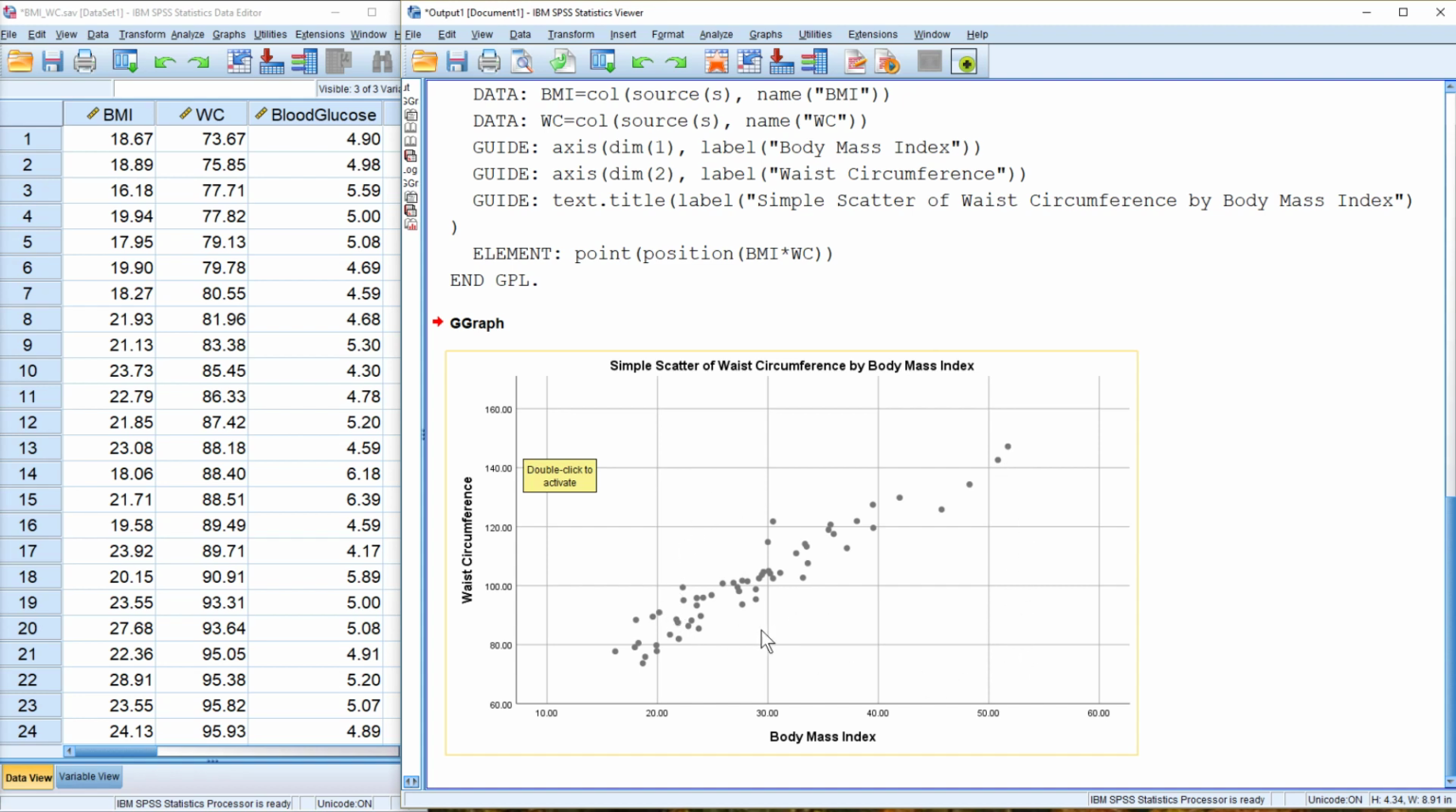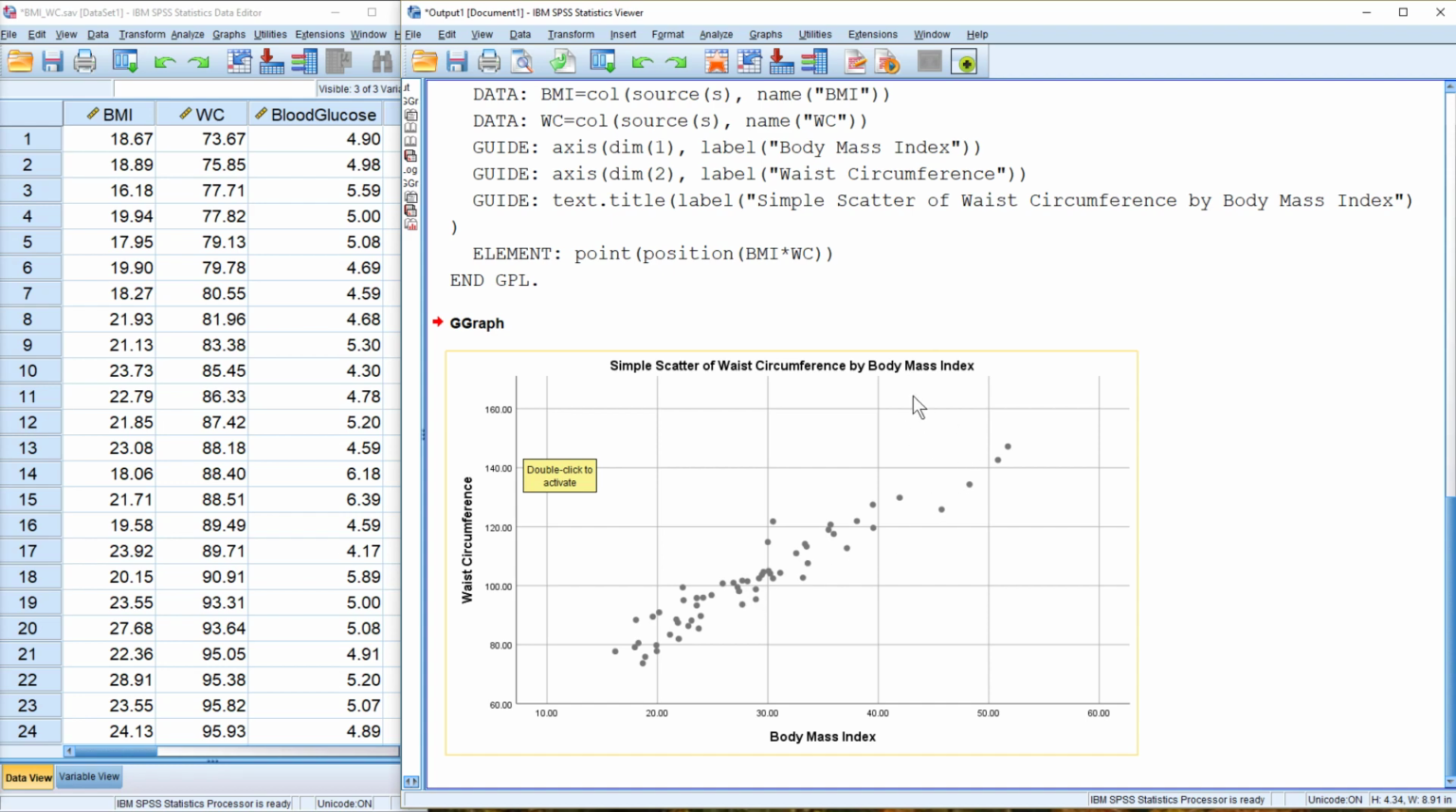If we're talking about the correlation, as body mass index is increasing, we can see that waist circumference is also going up. If this is low, then waist circumference is low, so we've got the low-low, high-high relationship. So this is going to be a positive correlation, and the dots are quite tight together, they're not spread out a lot, so this is going to be quite a high correlation for this relationship.